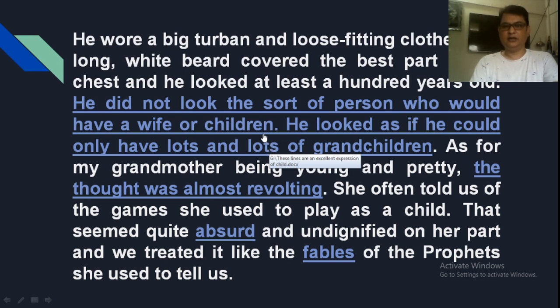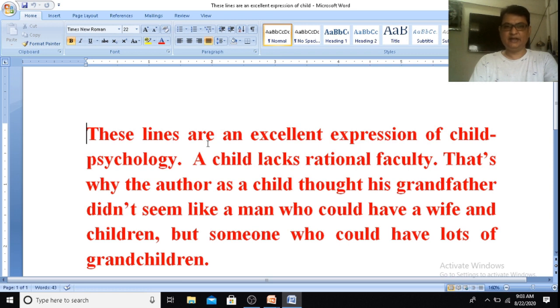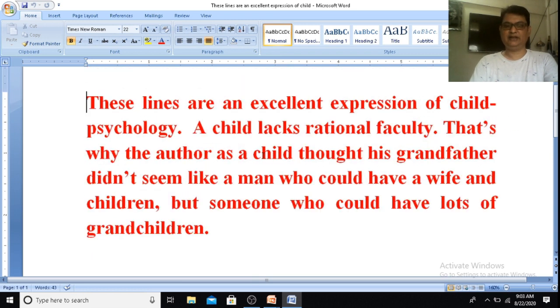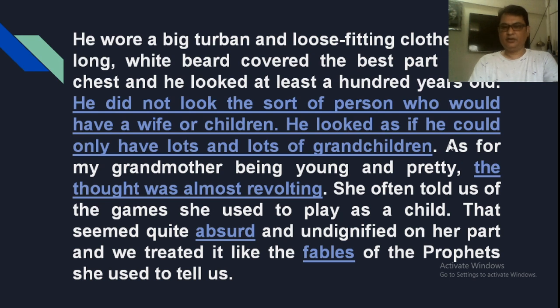Now, these are underlined because we have to explain these particular expressions. What this particular expression says, these lines are an excellent expression of child psychology. A child lacks rational faculty. That's why the author as a child thought his grandfather didn't seem like a man who could have a wife and children, but someone who could have lots of grandchildren. Now, on one hand, it reflects the child psychology, and on the other, this particular statement reflects the author's use of humor.